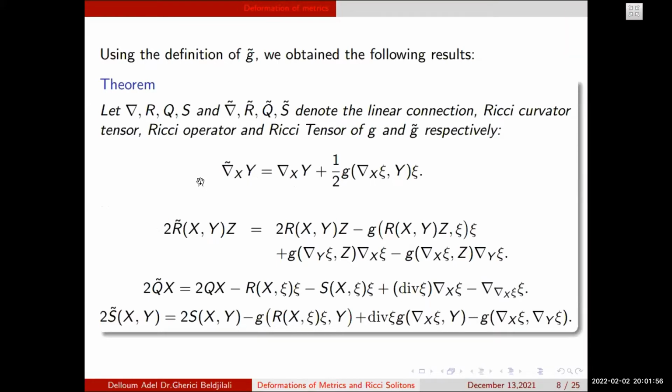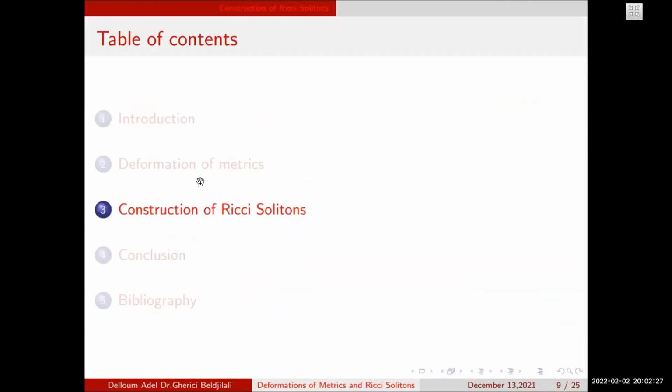After defining our deformation and the new metric g tilde, we compute the Levi-Civita connection, the Riemannian curvature, the Ricci operator, and the Ricci tensor. The idea here is to write each and every new tensor in terms of the old one. We don't want to compute the components for the new metric. We want to use the old components. So now that we have established every tool, we will build our Ricci-Soliton.